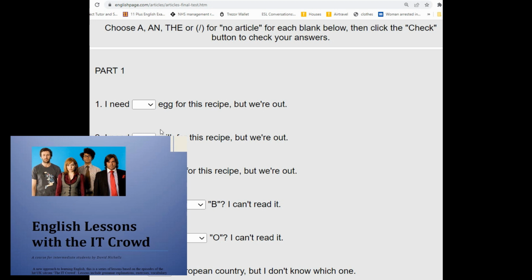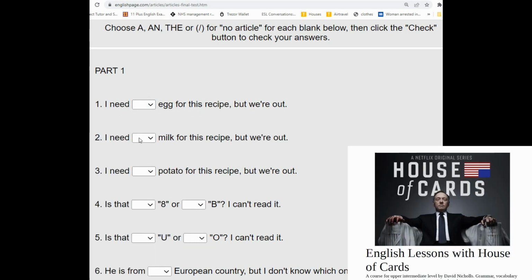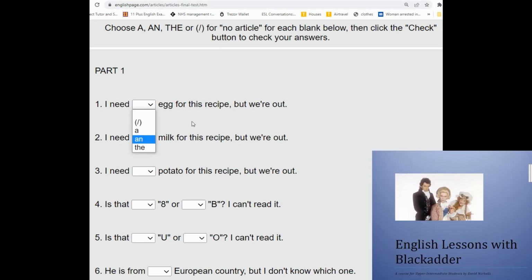So let's discuss some of these answers. Each time you've got no article, a, an or the to choose from. Every single answer is the same. So do we say I need egg for this recipe but we're out, or I need an egg for this recipe but we're out, or I need the egg for this recipe but we're out? Well, the simple answer is you can use all three, but they do have different meanings.